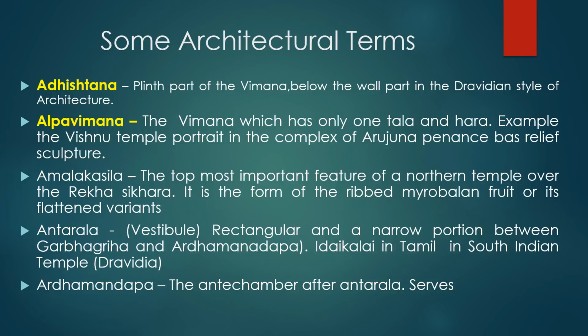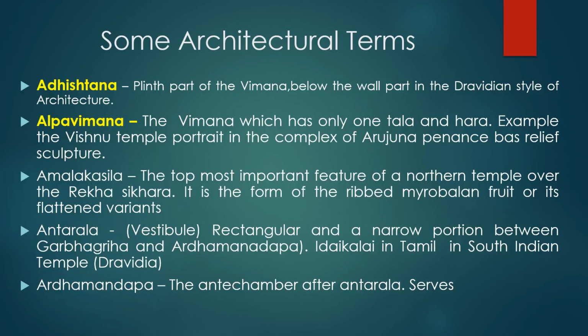Then the Alpa Vimana, which means the Vimana which has only one Tala and Hara. Example, the Vishnu temple portrayed in the complex of the Arjuna Penance bas-relief sculpture. That is known as Alpa Vimana. I will show it in picture in the coming slides.